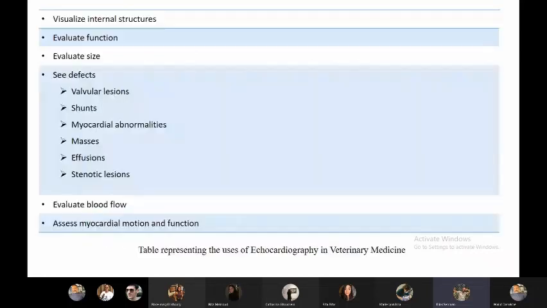What is echocardiography used for in veterinary medicine? We use echocardiography basically to visualize internal structures, evaluate function, evaluate size, see defects such as valvular lesions, shunts, myocardial abnormalities, masses, effusions, stenotic lesions, evaluate blood flow, and assess myocardial motion and function.